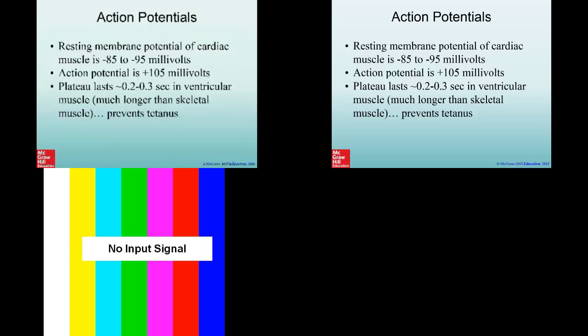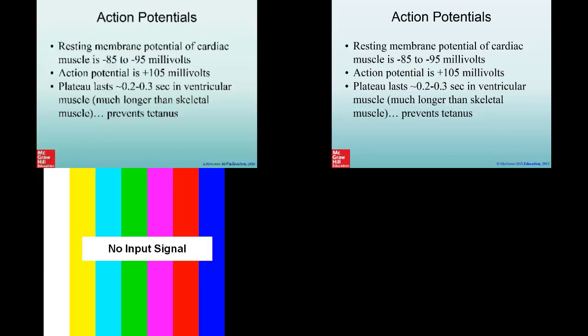So the action potential is roughly the same as other electrically excitable cells. It's about a positive 105 millivolts. That doesn't mean that it goes up to plus 105. That means it goes from -90 up to about plus 15. Right, so the total change is about 105.